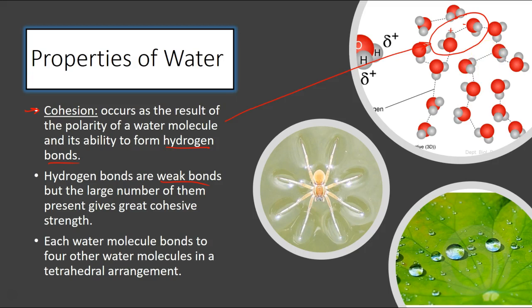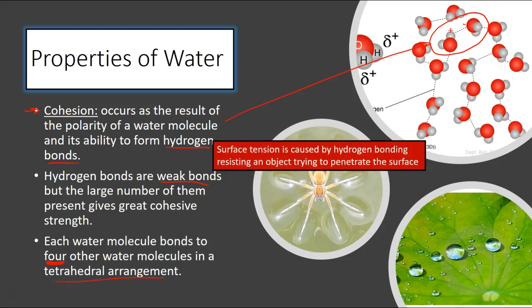Okay, each water molecule bonds to four other water molecules, forming a tetrahedral arrangement and giving rise to this particular lattice structure. Now, not all of the hydrogen bonds are formed. Each water molecule can form up to four hydrogen bonds. It's called a tetrahedral arrangement. Okay, now because of cohesion, there are a couple of other properties that this property gives rise to. One of them is surface tension.